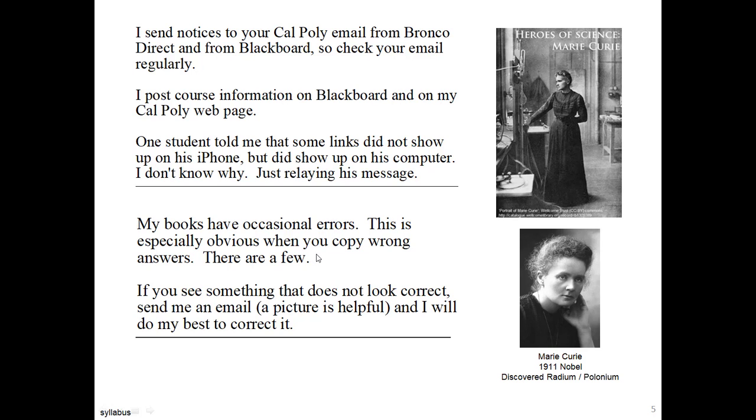Just another thing to point out is, my book is not perfect. There's some mistakes in there. And so if you see something that looks wrong, you may be correct. You can always email me. I'll let you know. So there are a few mistakes. That's about all you need to hear on that.